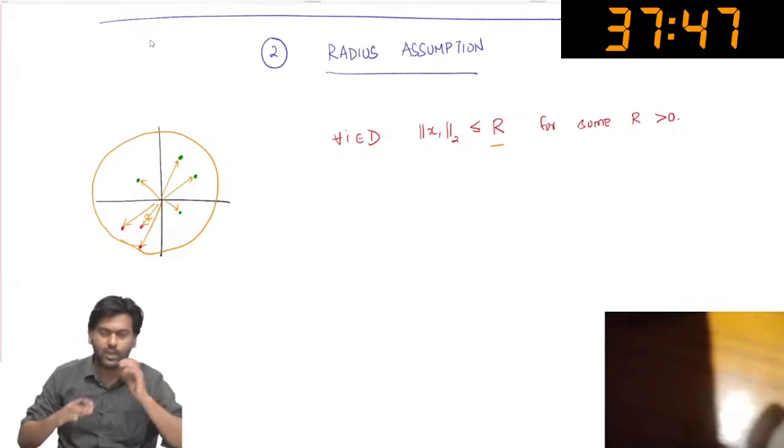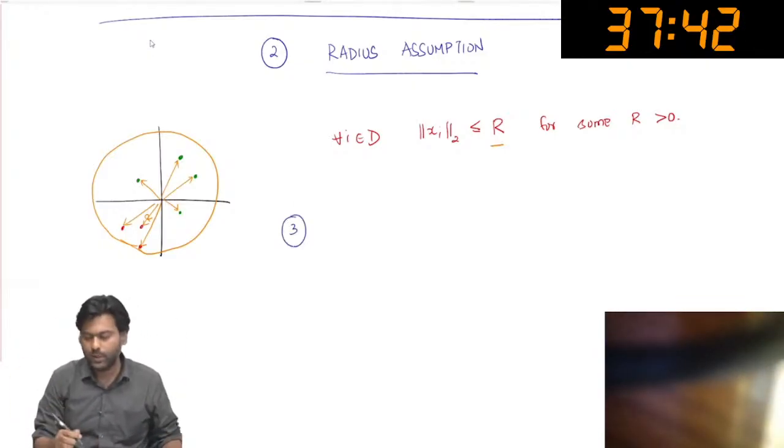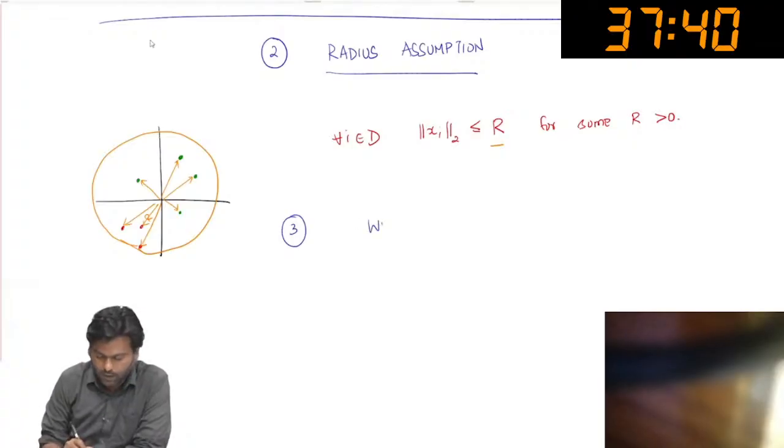So this is what is called the radius assumption, just that there is a big ball of radius r within which all my data points are, right? So this is assumption number 2. Well, more than an assumption, it's a simplification. The third one is also a simplification, but it needs a slightly careful understanding.